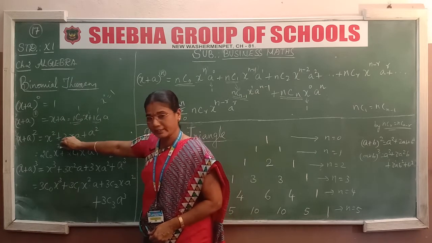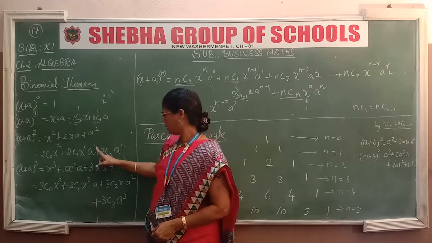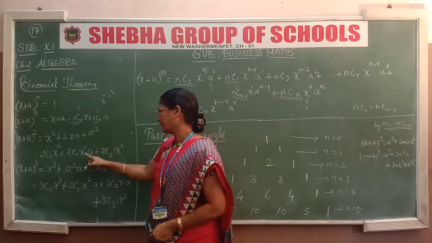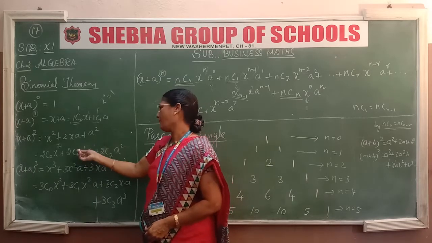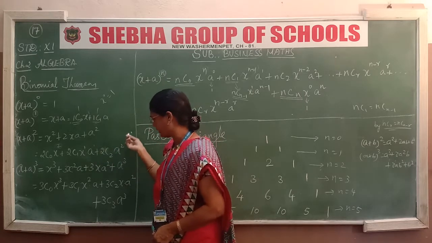We subtract 1, decreasing, then 1 will come, next a power 1 will come, plus 2C2 into, here x term is missing because x power 0, so we leave that x power 0 and write only a square.